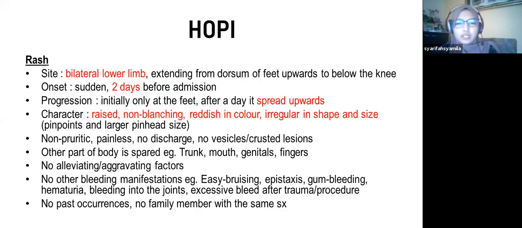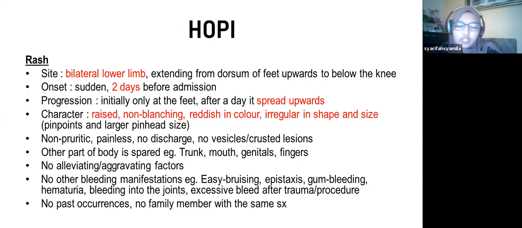For the history of presenting illness, the patient was apparently well until 2 days before the admission, when the mother noticed a rash on the bilateral lower limbs extending from the dorsum of the feet upwards to below the knee. The onset was sudden, 2 days before the admission. The rash progressed; initially it was only at the feet, and after 1 day, it spread upwards.